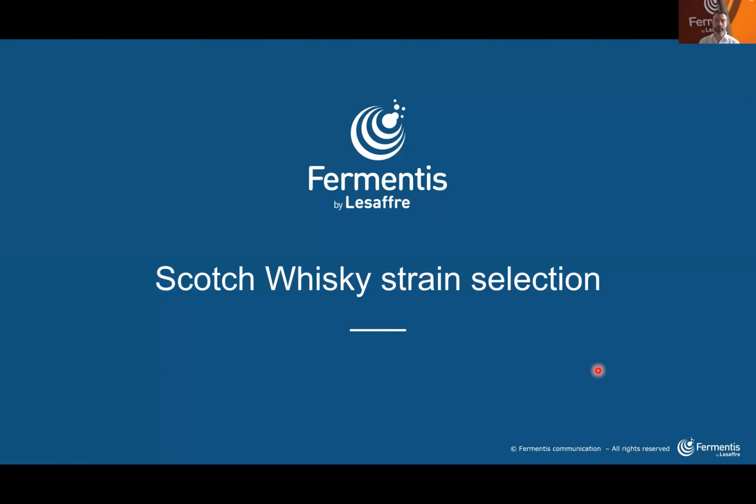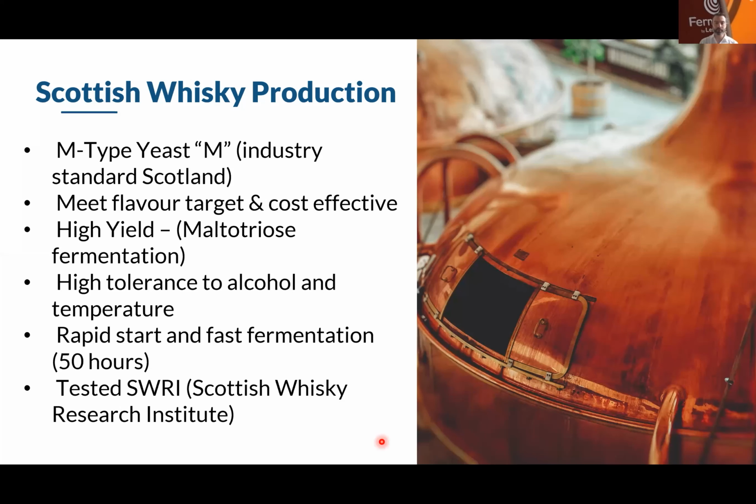So now let's turn to another kind of spirit, whiskey, first Scotch whiskey. We had a program some years ago about selection of an M-type yeast. The M yeast is the most widely used yeast strain in Scotland for producing whiskey. The target was to meet flavor and be cost effective. So you need maltotriose and even dextrin fermentation, tolerance to alcohol and temperature, and fast fermentation, and this was all tested with the Scottish Whisky Research Institute.